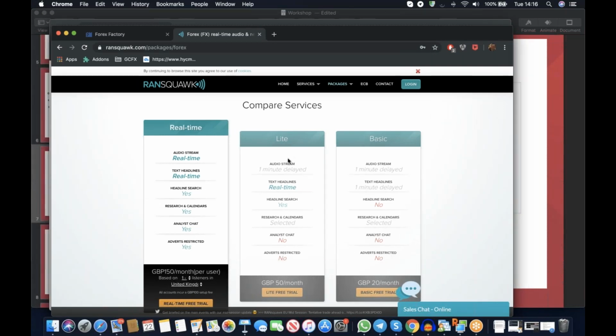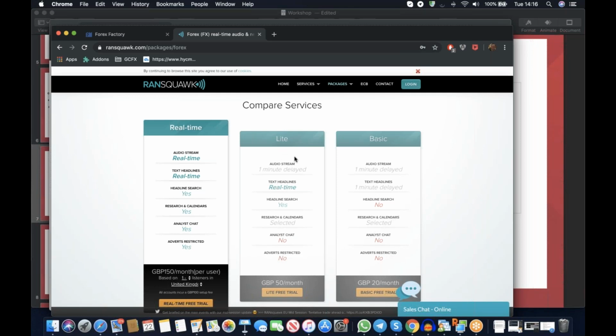And even with the 1-minute delay audio stream, sometimes that's still enough to action on a news trade, and you also get to see the text headlines that are coming out. So you might think, okay, if I've got the text headlines in real time and the audio stream 1 minute delayed, then all I need is this and I can just read the text. Two things to say.